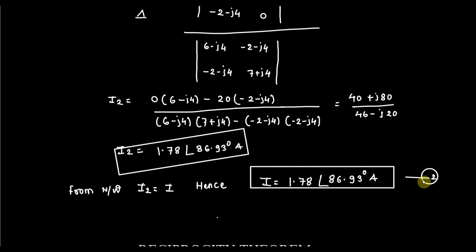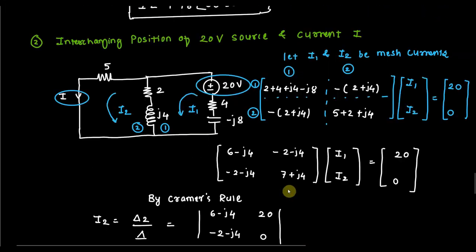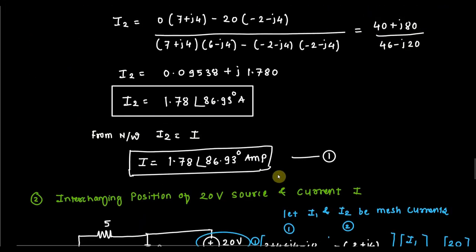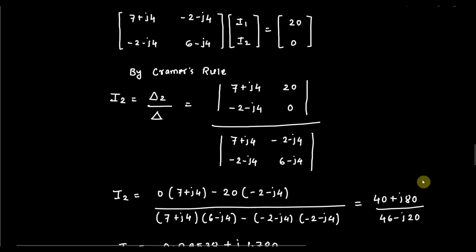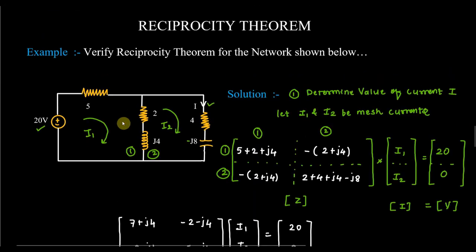Right? So you can see the equation number 2 answer and the equation number 1 answer, both answers are the same. Okay. So we will conclude that this network is a reciprocal network, or the reciprocity theorem is verified. Okay. So in that way, we have to solve the numerical of the reciprocity theorem. Okay. So here I finish with the question.